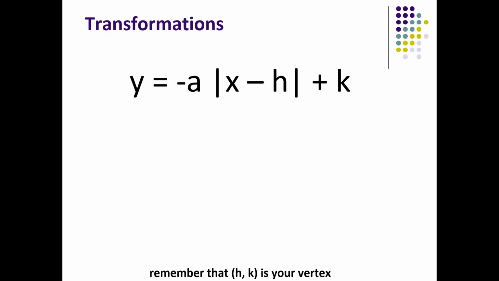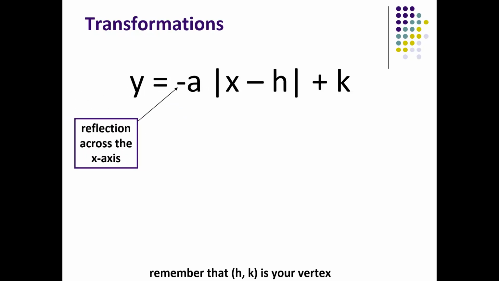Y, or f of x, is equal to -a times the absolute value of x minus h plus k. Remember that h comma k is your vertex. So let's identify each piece of this equation. Here your arrow is pointing to the -a. This is where it's the reflection across the x-axis.